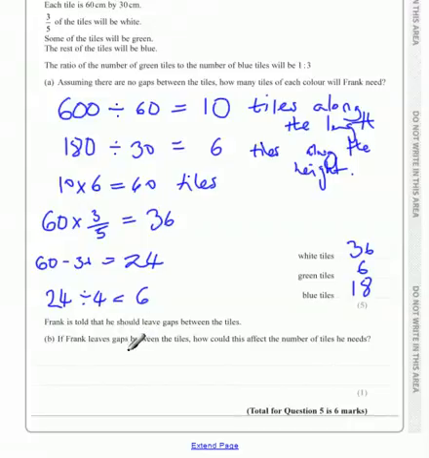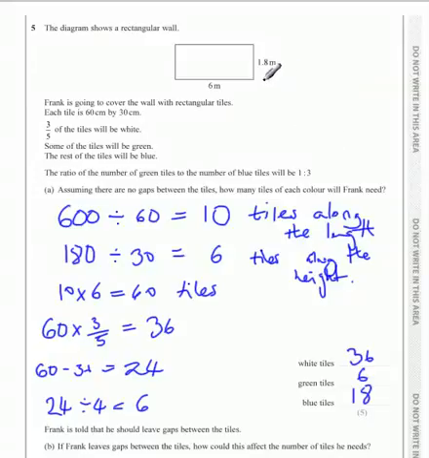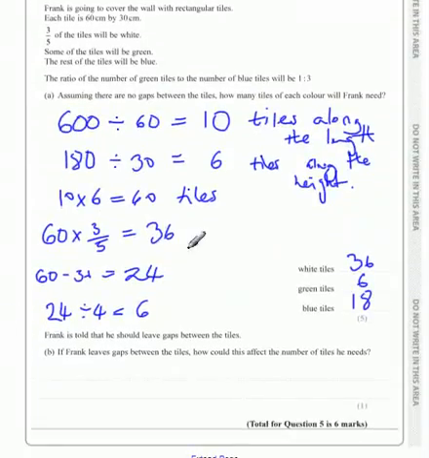Next we're told that he should leave gaps between the tiles. So if he leaves gaps, what would this do to the number of tiles? Well, it means there's going to be spaces between them, so along the length and along the height, we're not going to need as many tiles. We might not need as many tiles because we might need to cut them. So he may need fewer tiles.